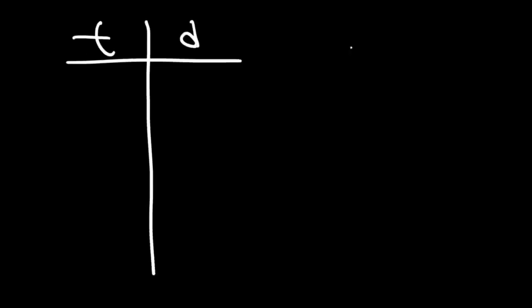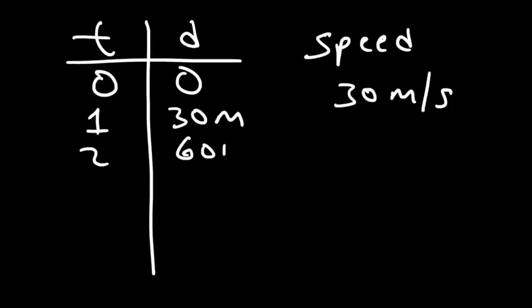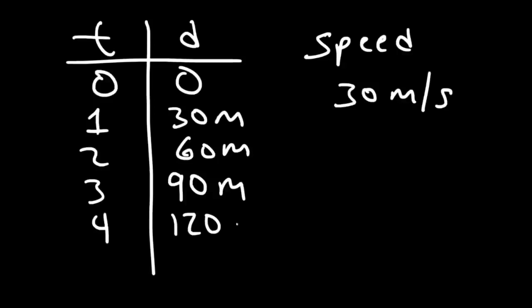So we can make a table. Let's put T for time, D for distance. If the speed is 30 meters per second, every second the distance traveled will increase by 30. And so that's what speed tells us. It tells us how fast the distance traveled by an object is changing every second.